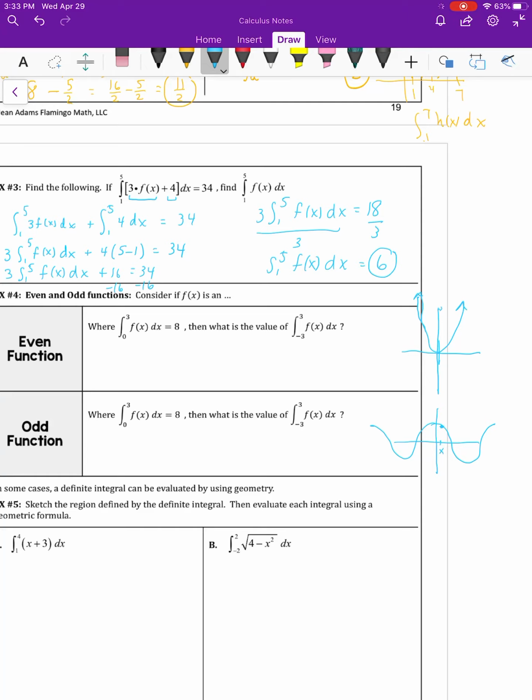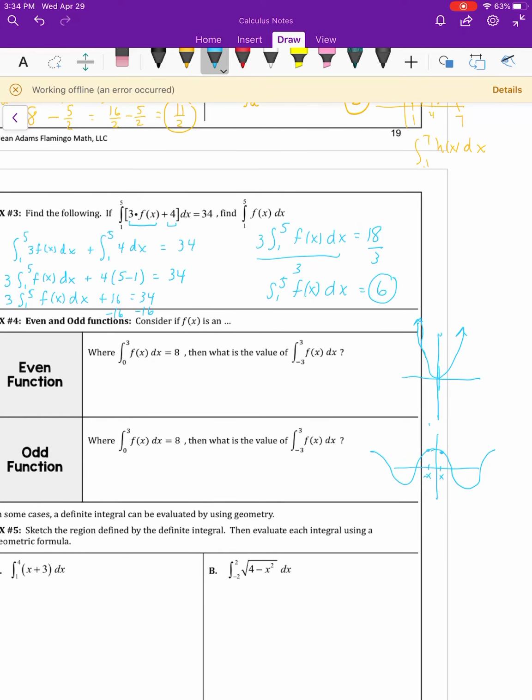Remember what the definition is. If I gave you an x and we found the y, if it was an even function and I gave you the exact negative of that x, it's going to give you the same exact y. That is your even function because it is symmetrical about the y-axis. So if I gave you an x and you found it on your function, and I gave you the negative of that x, it should be the exact same y value for your function if it's even.